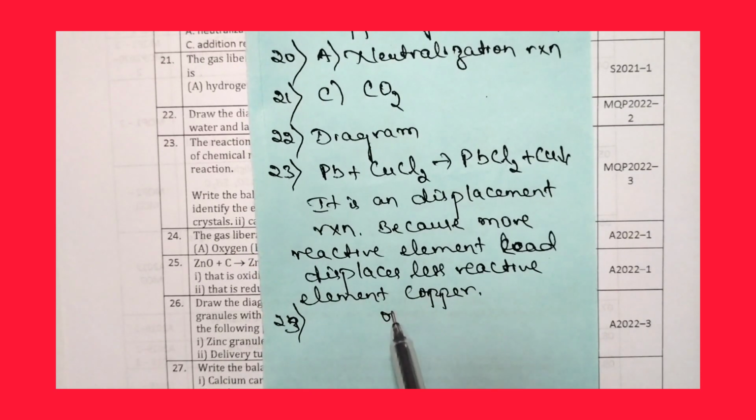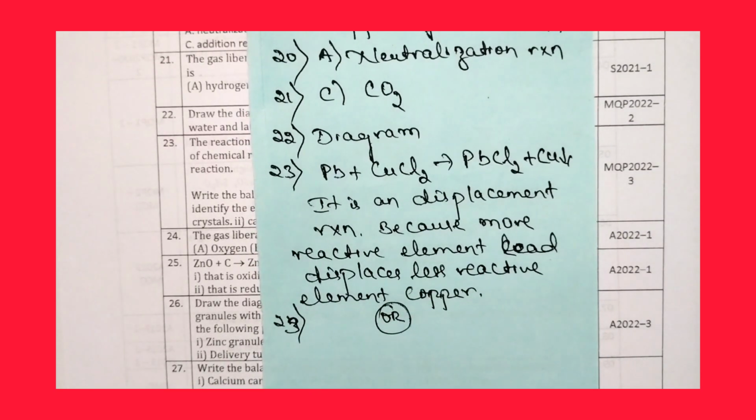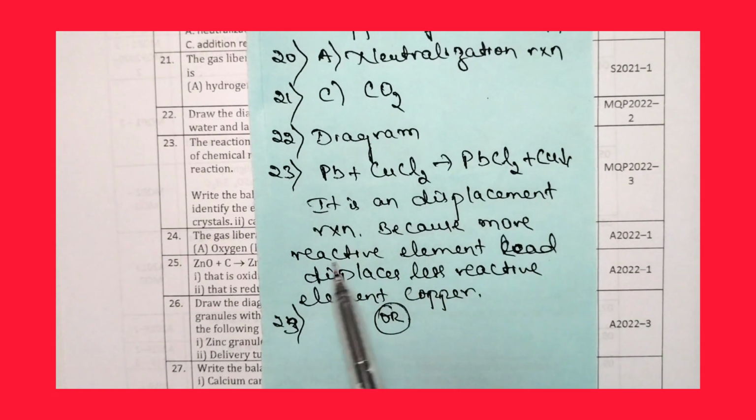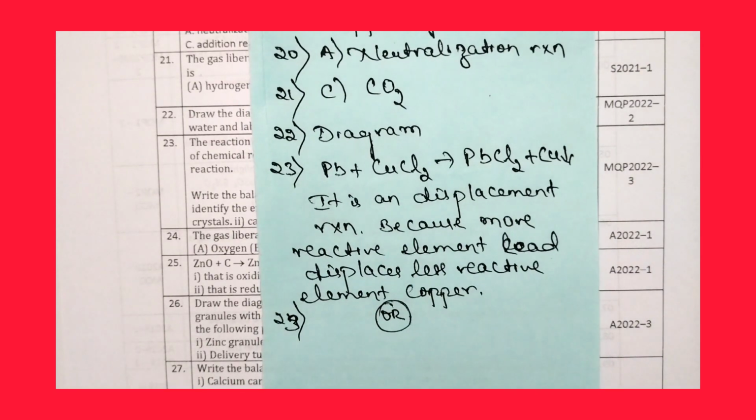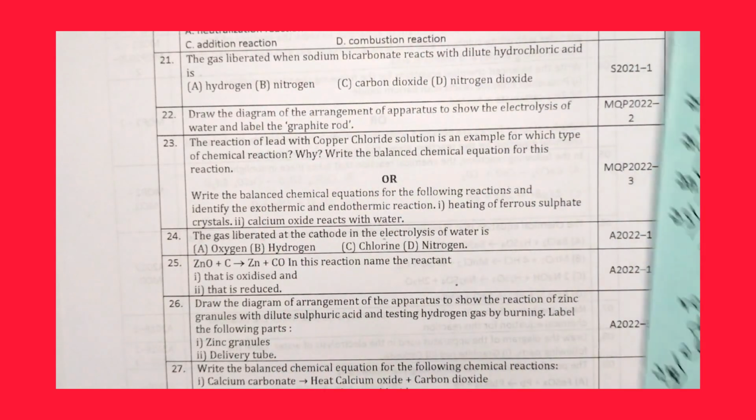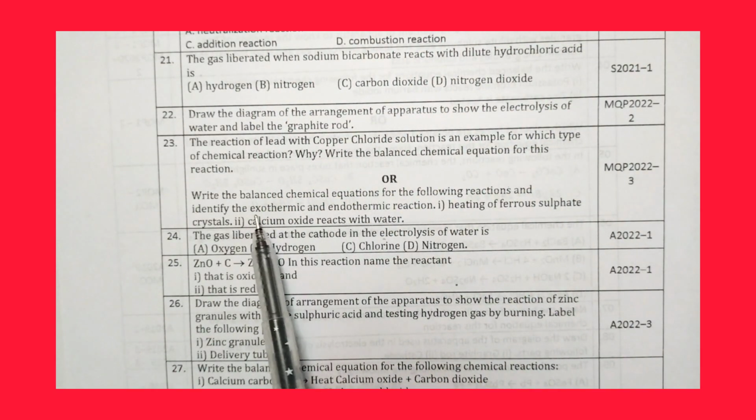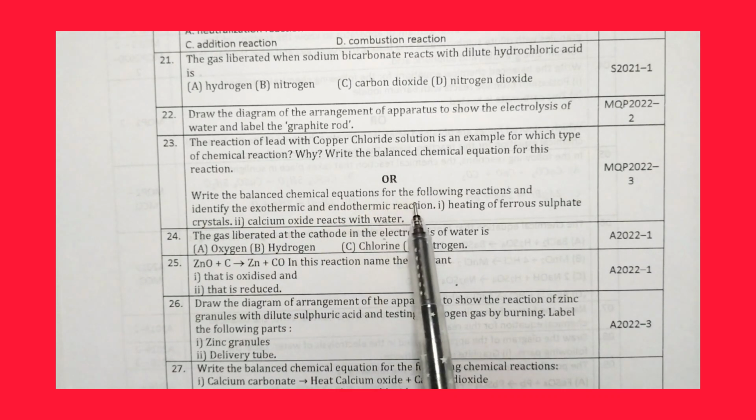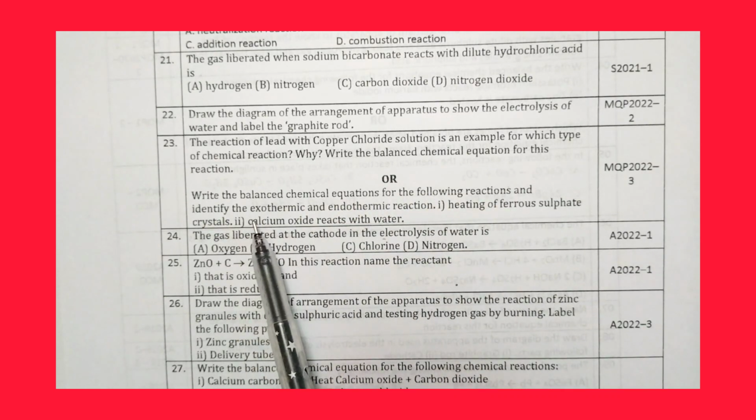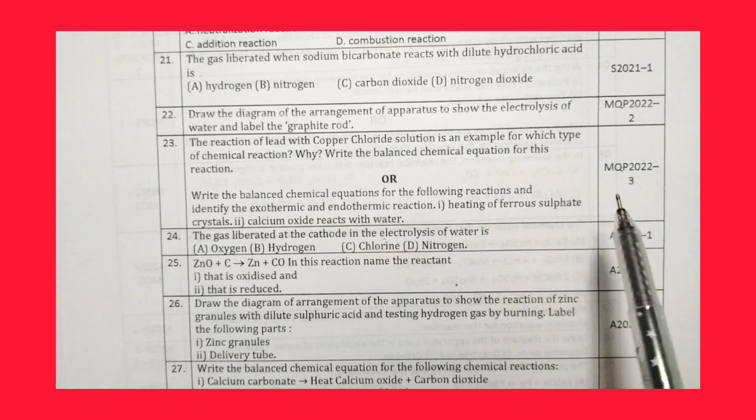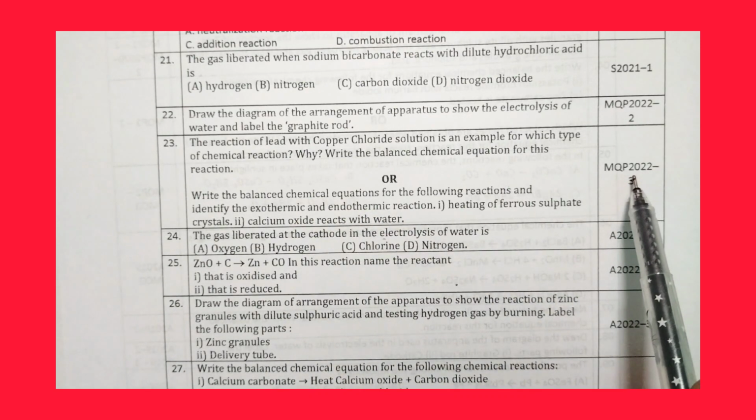In the 23rd question itself, one more internal choice question is there. Now let us answer. Writing the balanced equation is 1 mark, which reaction is 1 mark, and why is 1 mark. So it has been divided into 3 marks. Now let us move to the internal choice question. Write the balanced chemical equations for the following reactions and identify the exothermic and endothermic reaction. It is also a 3 marks question.